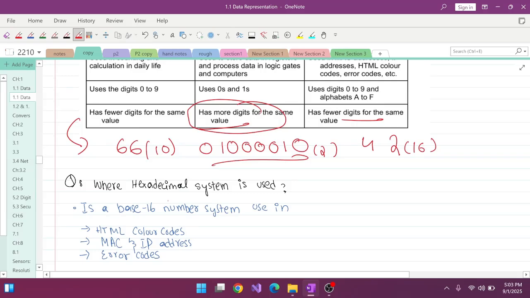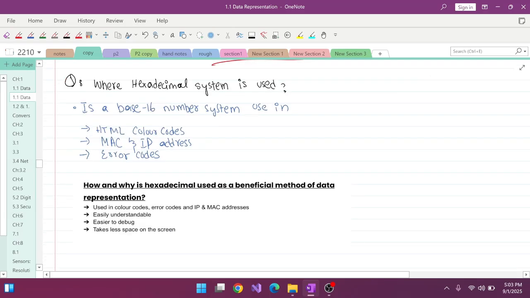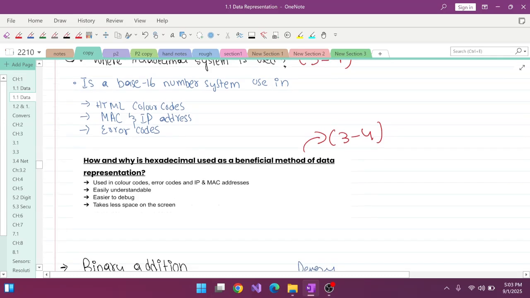Now, another important question, which is basically where the hexadecimal system is used. Basically, it is the base 16 number system used in HTML color codes, MAC addresses, IP addresses, error codes, and why they are used. This is a question for 3 or 4 marks. The first question is where they are used, and the second question is why they are used, and how they are used. They are used in color codes, IP addresses, and MAC addresses.